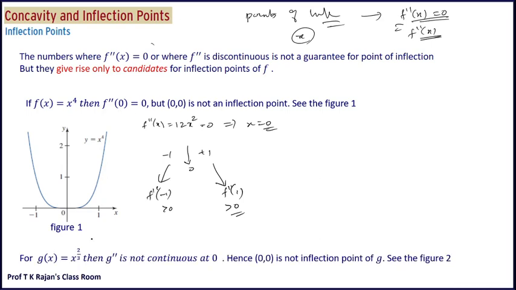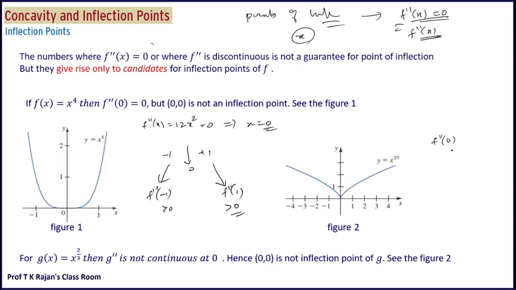Similarly, take the function g(x) equals x raised to 2 by 3. This is the graph of the function. You can see that this is the point where the function is not differentiable. Here g is not differentiable and g double dash of 0 also does not exist. The second derivative also does not exist at 0. So 0 is a point likely to be a point of inflection.